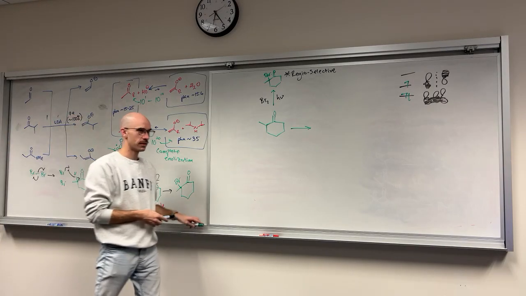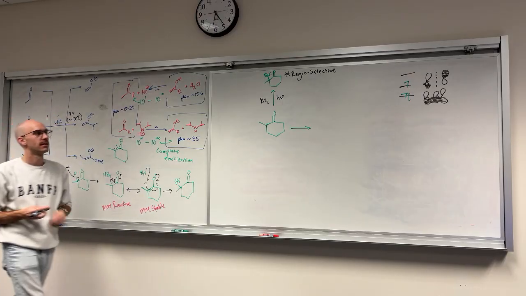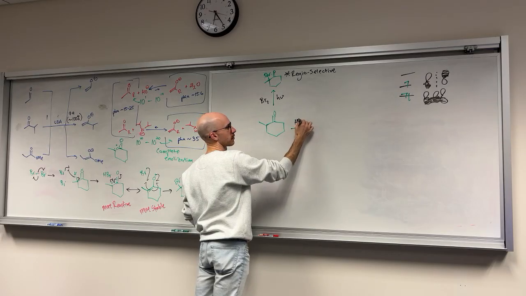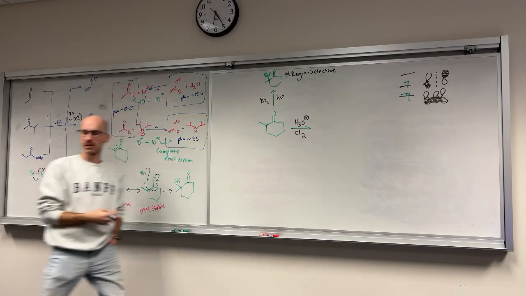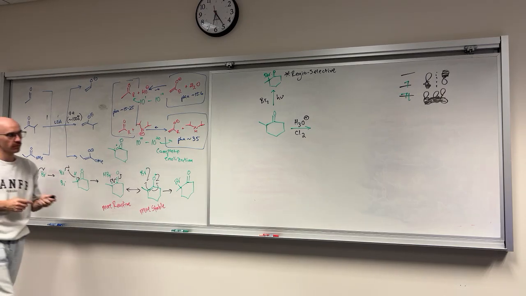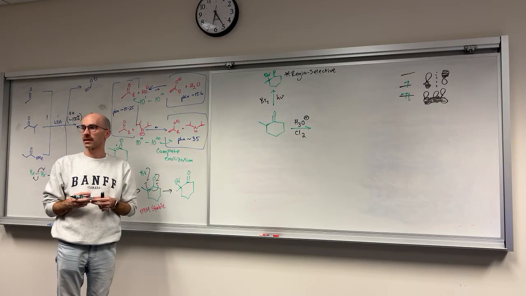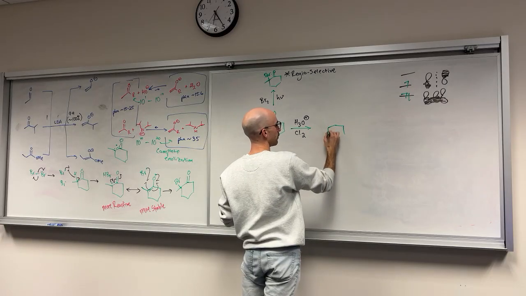Our next reaction is acid catalyzed halogenation. H3O plus and X2. Let's look at an example where we use chlorine. This reaction is also regioselective.